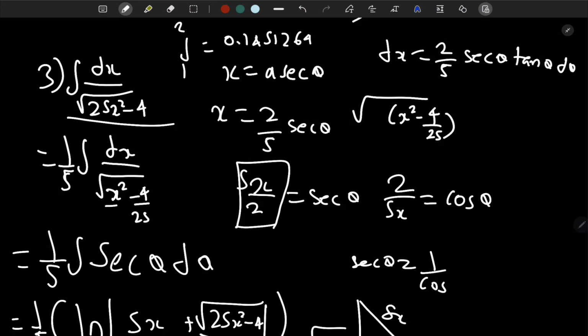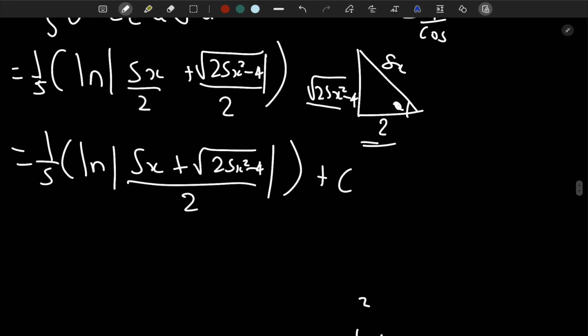Okay, so now you go back to your final answer and you substitute back the two values that you chose, which is 1 and 2. So first of all you will substitute 2. So 1 over 5 multiplied by ln of absolute value. You have to type exactly what it is. Now you have to substitute x as 2 first. This is going to be 5 times 2 plus the radical of 25 times 2 squared, minus 4, over 2.